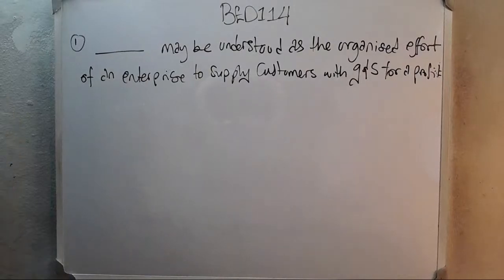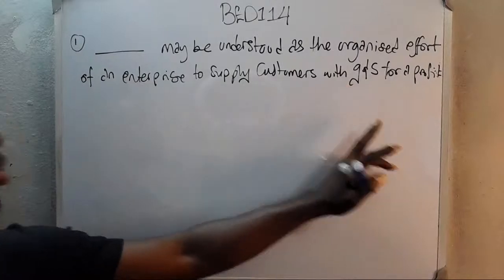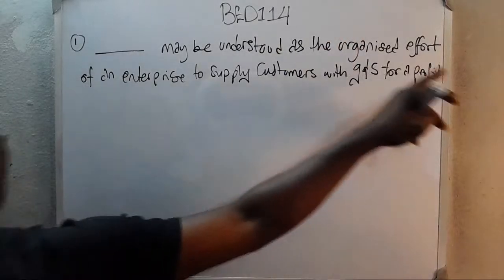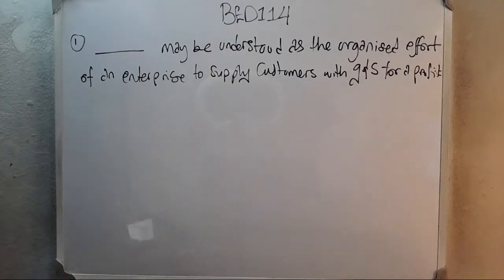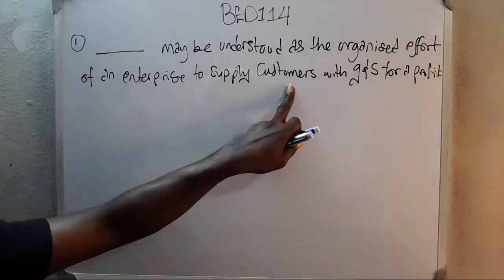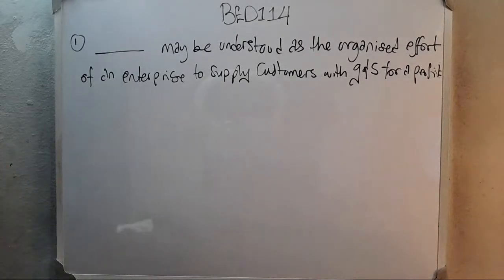Is anybody helping us with the answer? Dash may be understood as the organized effort of an enterprise to supply customers with goods and services for a profit. Is anybody helping us with that?